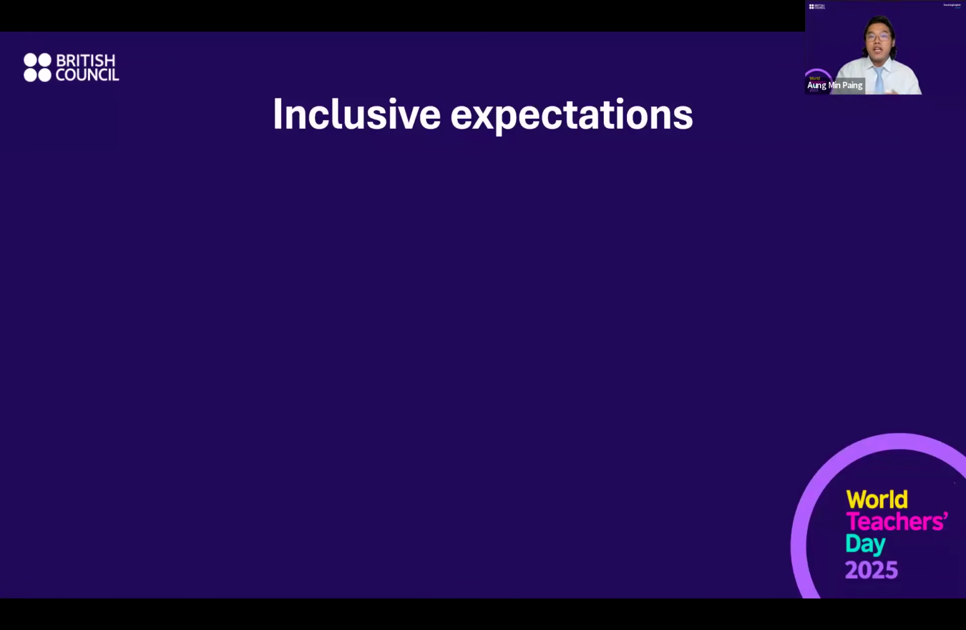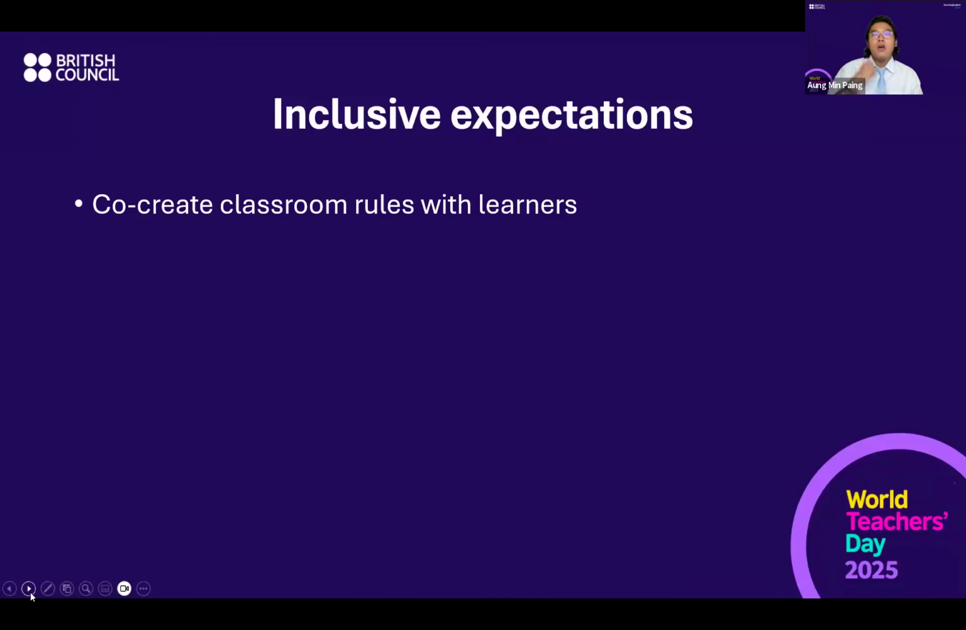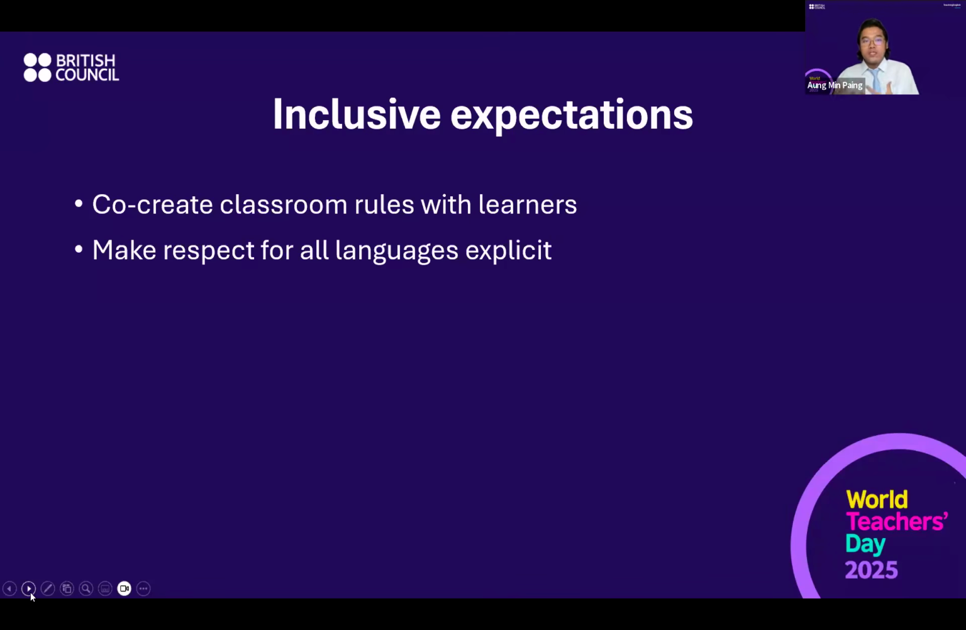Good. So next, it is inclusive expectations. When it comes to thinking about inclusive expectations, let's see the very first one: co-create classroom rules with the learners. Sometimes we educators don't need to create one specific rule or a set of rules. What we can do is create them together with our learners. So the teacher is not taking the role only. We share the responsibility with our learners as well.